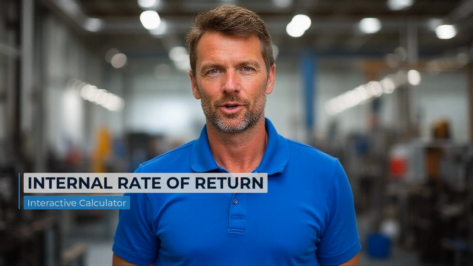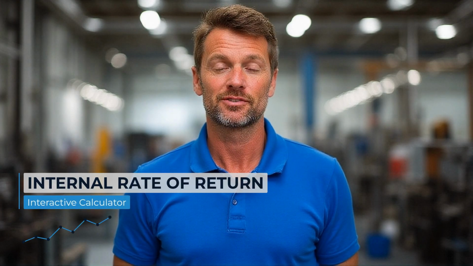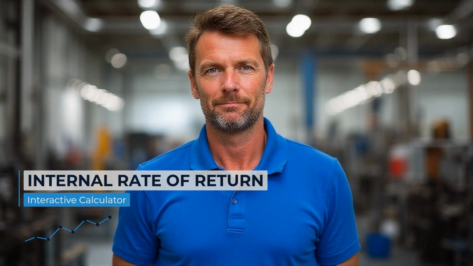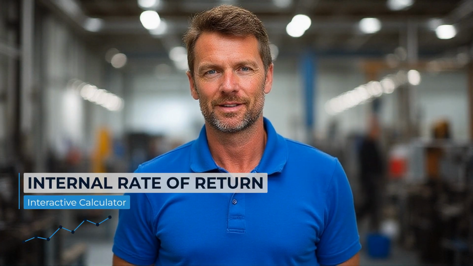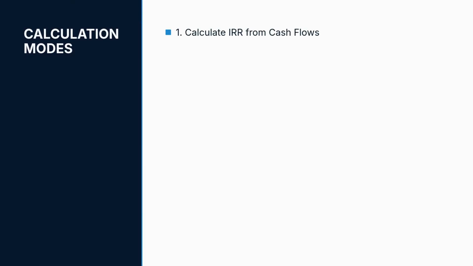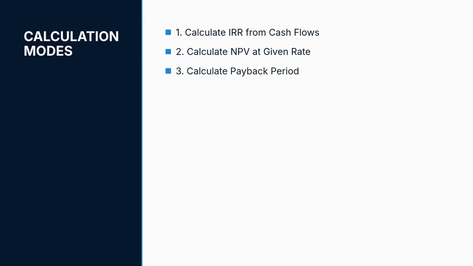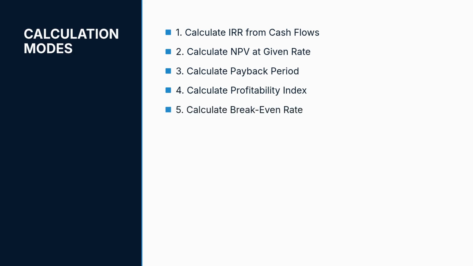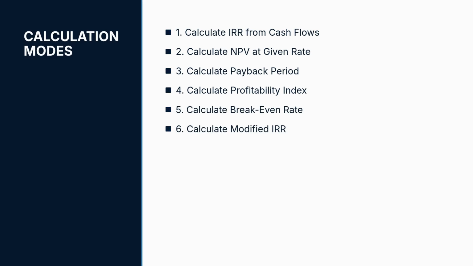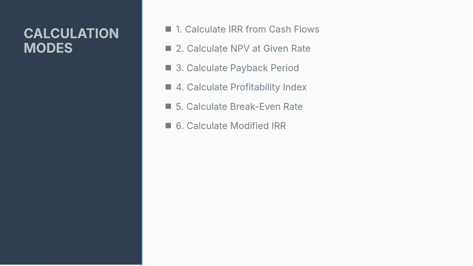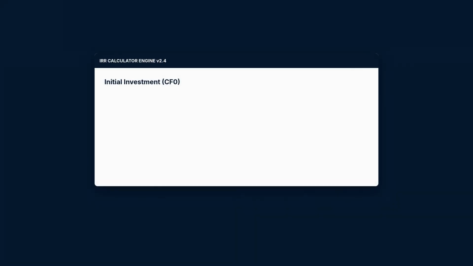The internal rate of return interactive calculator helps engineers evaluate project profitability by calculating multiple financial metrics from cash flow data. Let's explore the inputs. First, there's a calculation mode dropdown with 6 options. Calculate IRR from cash flows, calculate NPV at given rate, calculate payback period, calculate profitability index, calculate break-even rate, and calculate modified IRR. For this demonstration, I'm using Calculate IRR from cash flows.